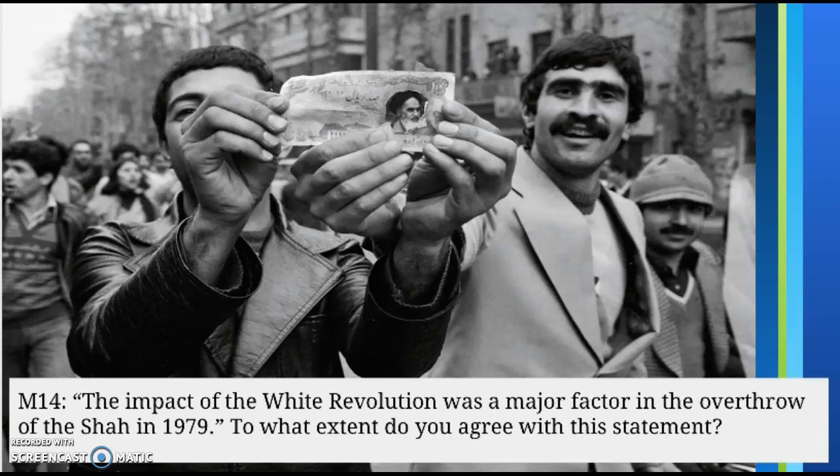A question from May 2014 asks you about the longer-term causes of the Iranian Revolution in 1979, and specifically mentions the White Revolution. So you should be able to organise the causes of the revolution according to long-term and short-term causes, and you should be able to organise them thematically: political, social, economic, and then of course cultural and religious. So make sure that you're clear on those causes. There'll be a second part of the video coming up in a minute.